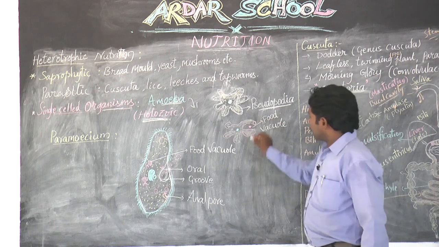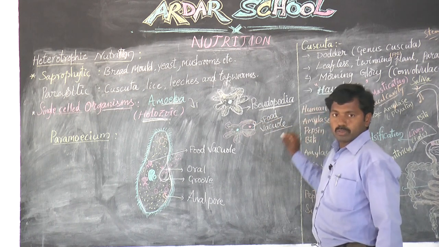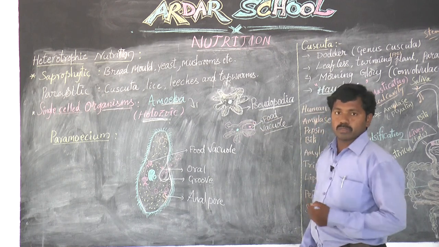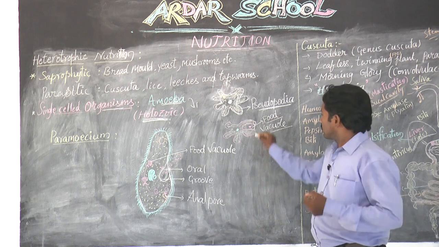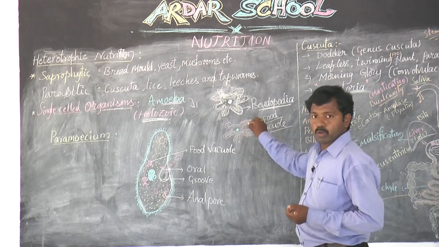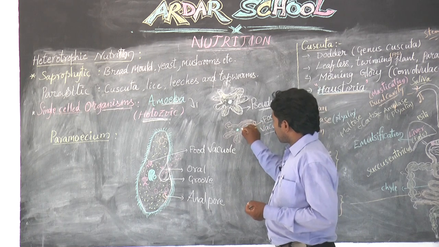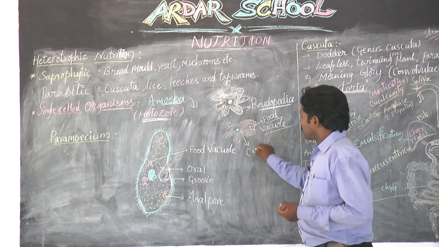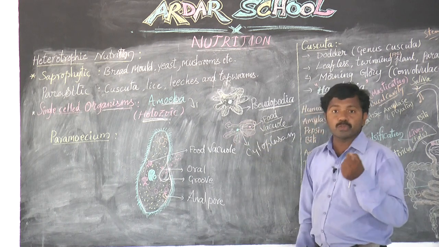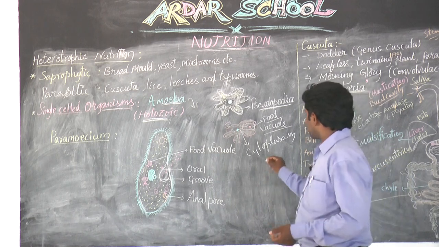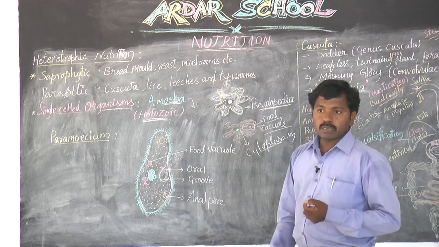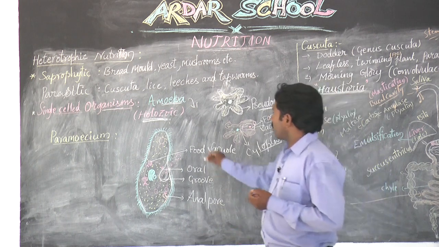and form a food vacuole. Here some enzymes are released and break down the food material into simpler forms. That is called digestion. This food material breaks down into simple compounds and is absorbed into the cytoplasm through the process of diffusion. The remaining waste and undigested materials come outside of the body. This type of nutrition is called holozoic nutrition.